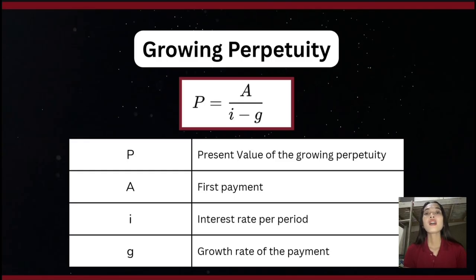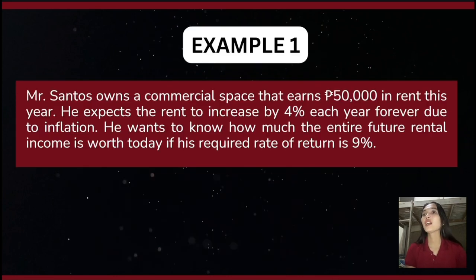So that is the formula that we are going to use now. Again, the present value is equal to A over R minus J. For us to understand the concept of growing perpetuity, I'll present some examples. For example number one, I'll read the problem.